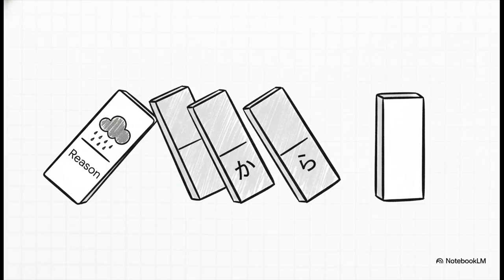In English, we can move the word because around a sentence. You can't do that in Japanese. With kara, the reason always comes first. It has a fixed position. If you can get that order right, you've honestly mastered the foundation of explaining why in Japanese.